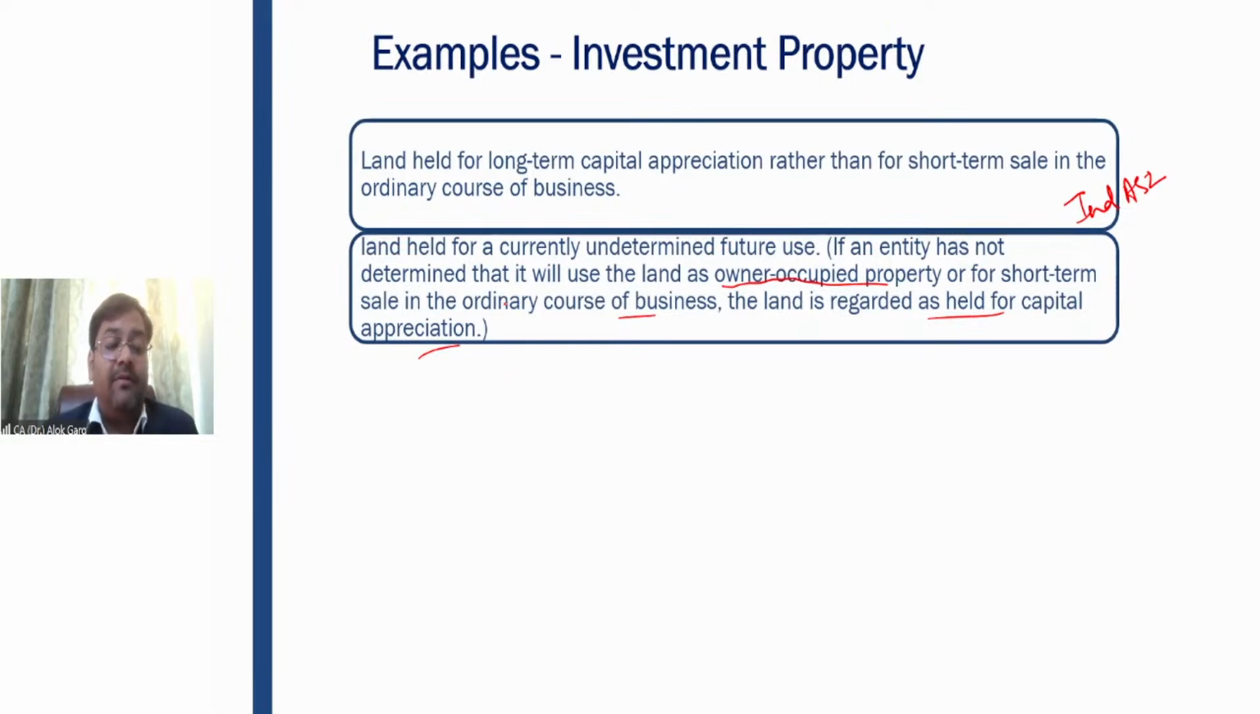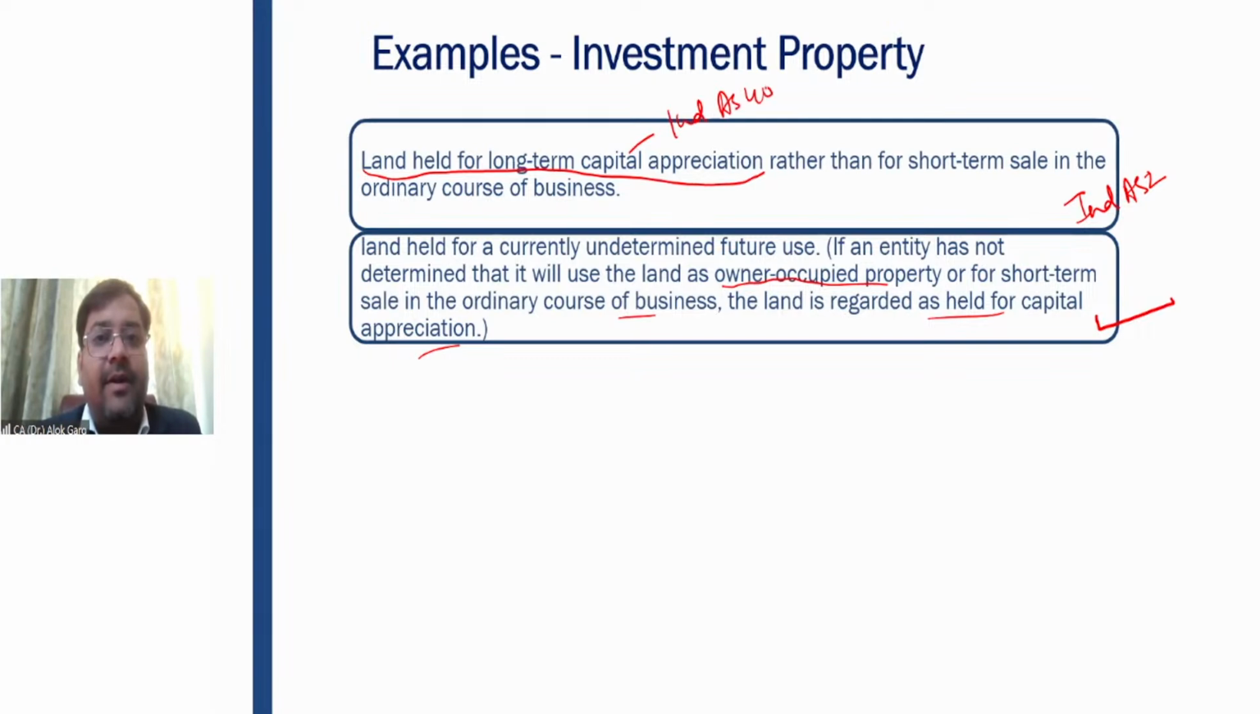inventory. But the moment the company purchased the land, there was no determined future use. It was just purchased for the sake of purchasing. That's all, right? In that case, the standard says that it will be classified as an investment property, considering that the land is held for capital appreciation, right? So it will be covered under investment property. Okay. So in this case, land held for long-term capital appreciation, if it is held for long-term capital appreciation, it will be covered under Ind AS 40, right? But if it is a short-term sale, then it will be covered under Ind AS 2. Clear? Is it clear?